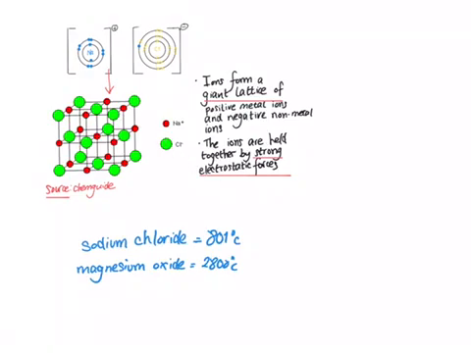Because there are these strong electrostatic forces, these require lots of energy to break, and because these strong electrostatic forces need lots of energy to break, ionic compounds have high melting points. So the melting point of sodium chloride is 801 degrees, and the melting point of magnesium oxide is 2800 degrees C.